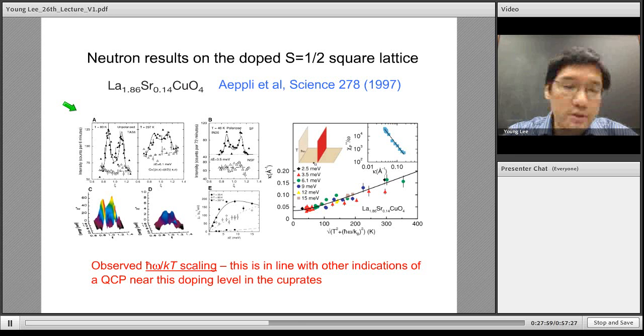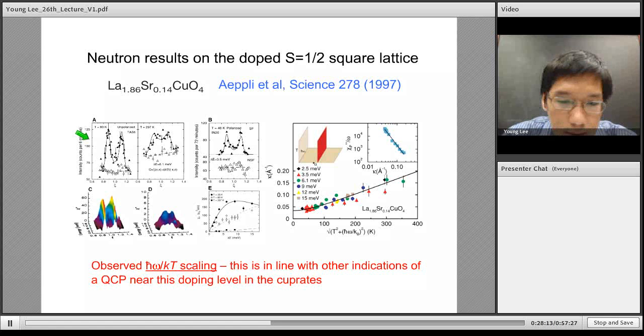What Aeppli and co-workers did is measure, at various energy transfers and in a wide range of temperatures, the fluctuation spectrum of these incommensurate peaks. And they did some nice polarized work to confirm that what they're seeing is magnetic. And you can see that things sharpen up considerably going from high temperature, close to room temperature, down to much lower temperature, where you get much sharper peaks.